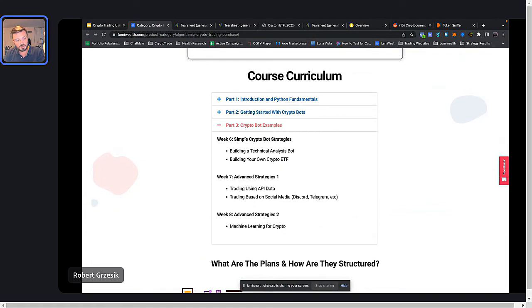Then part 3, weeks 6, 7, and 8, we're going to go through lots of different strategies, right? You're going to see all the strategies that you saw today, the custom ETF, the mean reversion. You're going to see the social media stuff. And then we're also going to go over machine learning, how to do machine learning for crypto trading. We're going to show you a lot of different examples. This is all code that you can use yourself and run the bot yourself if you want to. Or you can build something similar or modify what we have there in order for you to actually run these types of things.